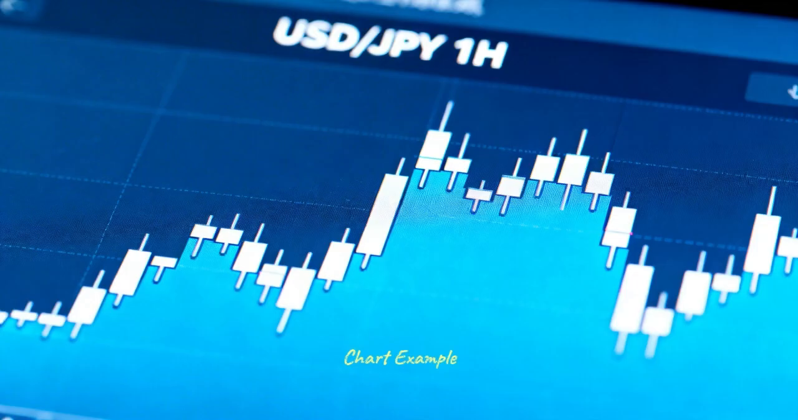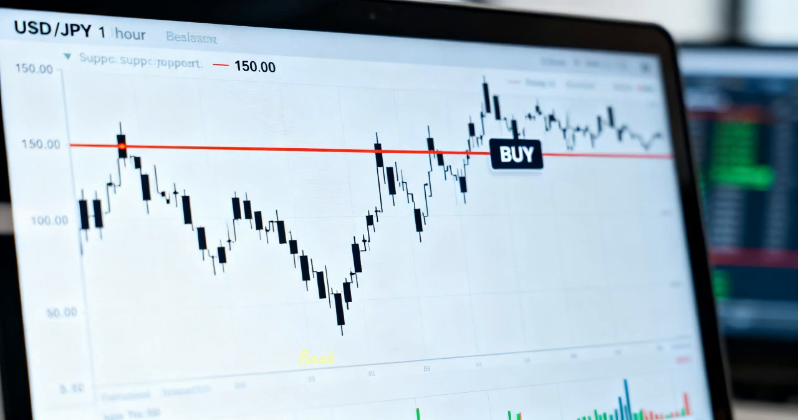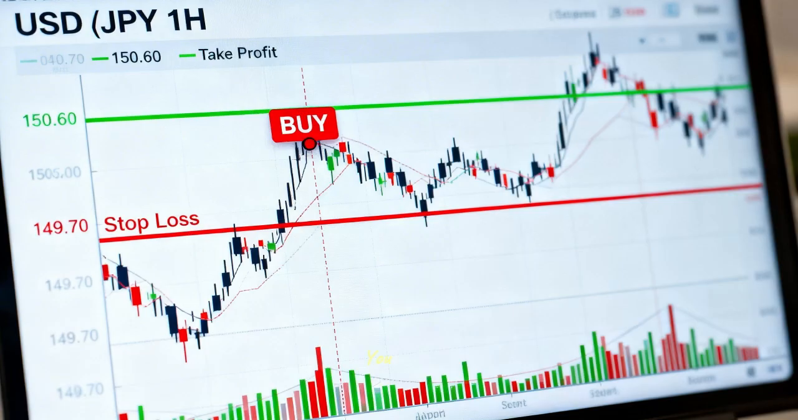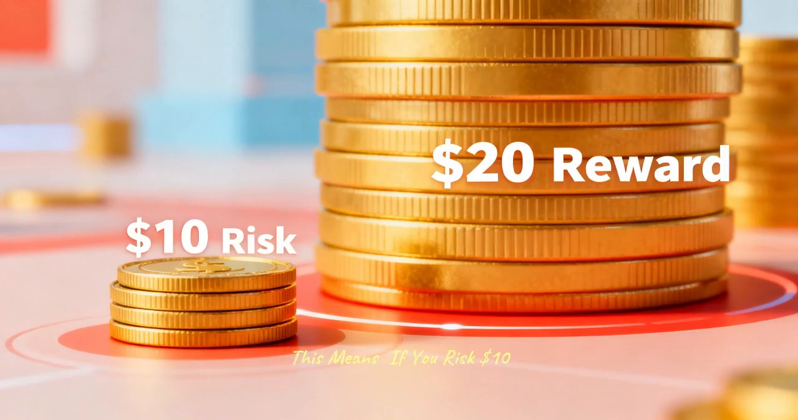Chart example. Let's say you are trading USD/JPY on the 1-hour chart. The market is in an uptrend, higher highs, higher lows. Price pulls back to a support level at 150.00. You decide to buy. You place your stop loss at 149.70, below support. Take profit at 150.60. This gives you a risk of 30 pips and a reward of 60 pips. That's a 1:2 risk to reward ratio. This means if you risk $10, you aim to make $20.